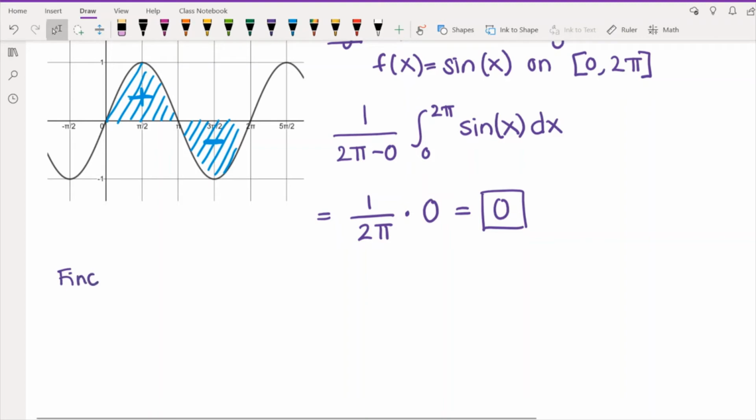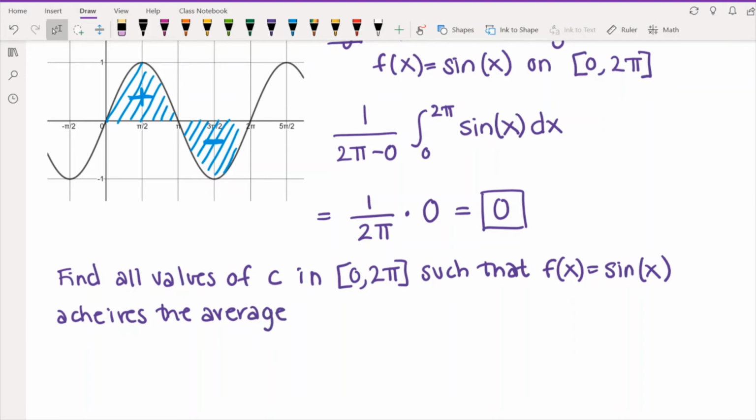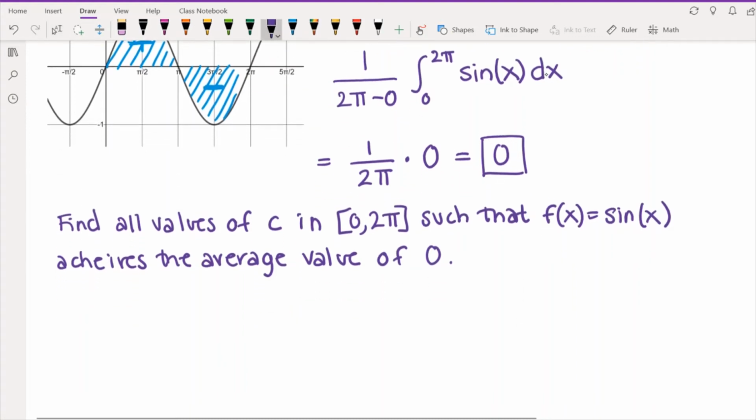And so we can answer one more question here, which is what we just answered a moment ago, which is: find all values of c in the interval from 0 to 2 pi such that f of x is equal to sine of x achieves the average value. And so this just means now looking at our function and finding the places where the function is equal to 0. So sine of x is equal to 0 is basically what we're trying to solve, right?